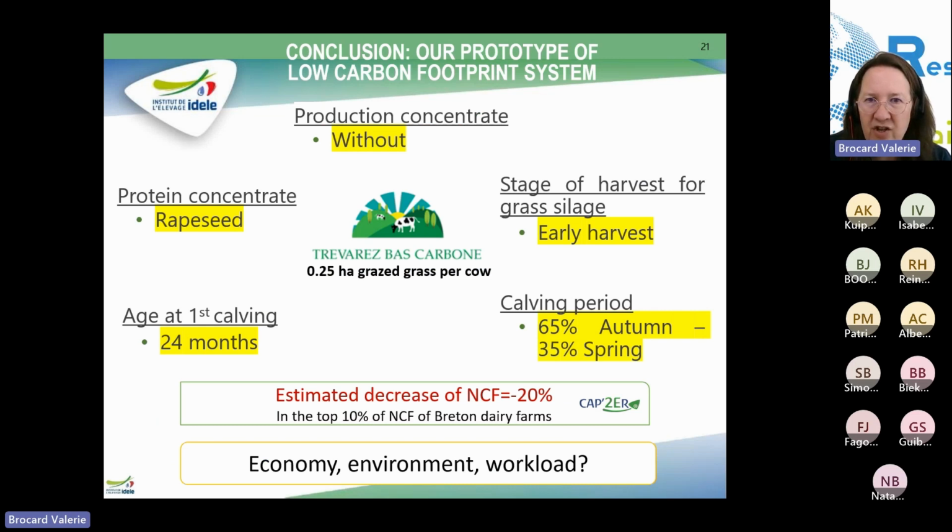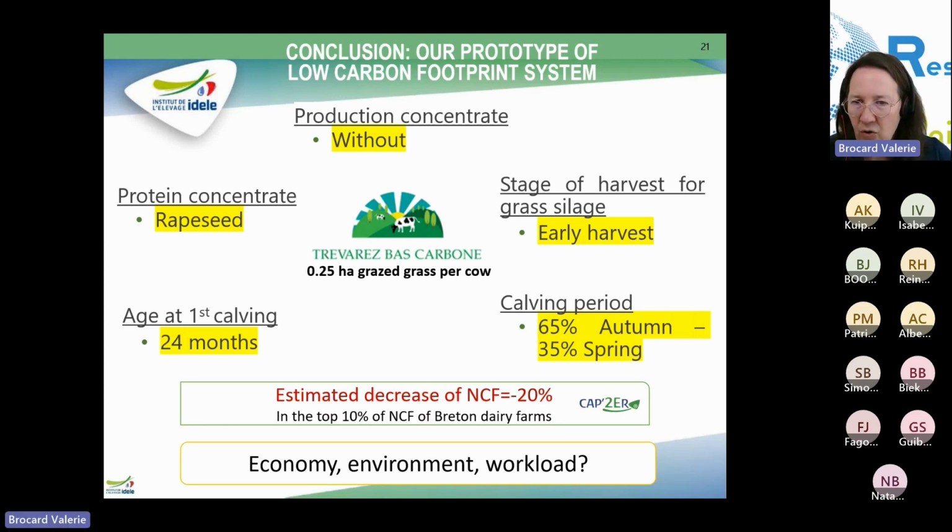So thanks to this simulation, we had the design of our prototype of low carbon footprint system to implement it at a complete level of the farm. Our system is based on 0.25 hectare of grazed grass per cow. We only use rapeseed as protein concentrates. We don't use any other concentrate at all.